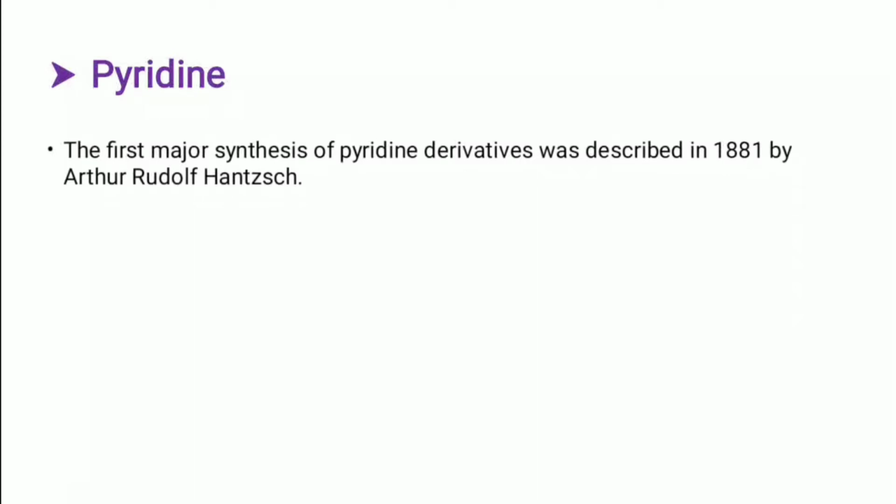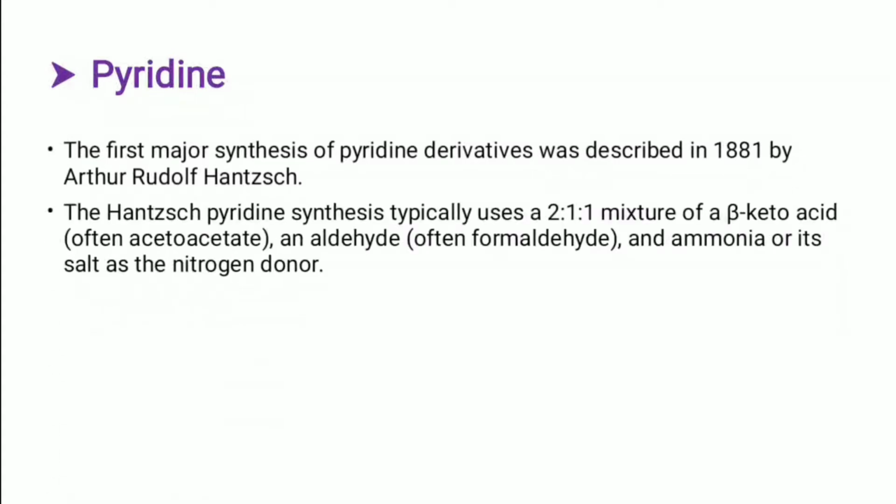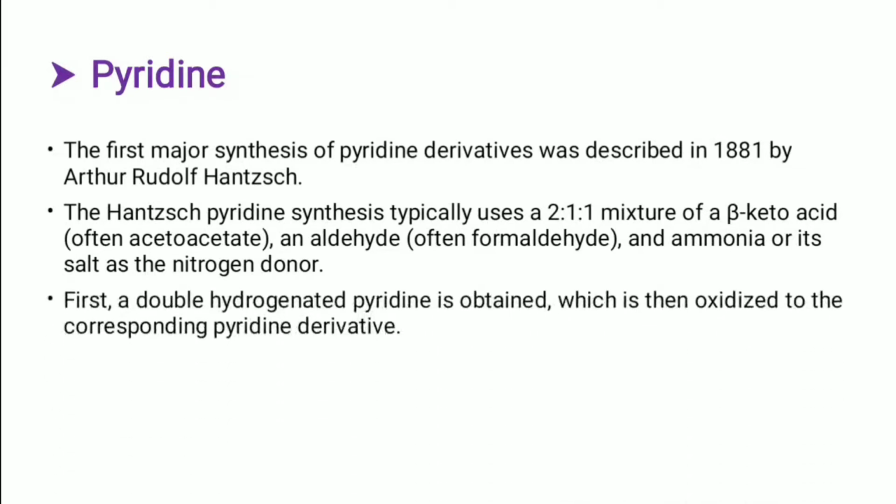So, the first major synthesis of pyridine derivatives was described in 1881 by Arthur Rudolph Hantzsch. Hantzsch's pyridine synthesis typically uses a 2 to 1 mixture of beta-keto acid and aldehyde, and ammonia or its salt as the nitrogen donor. First, a double hydrogenated pyridine is obtained, which is then oxidized to the corresponding pyridine derivative.